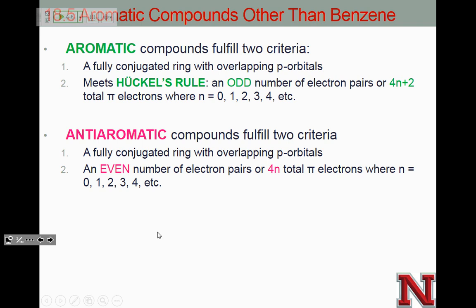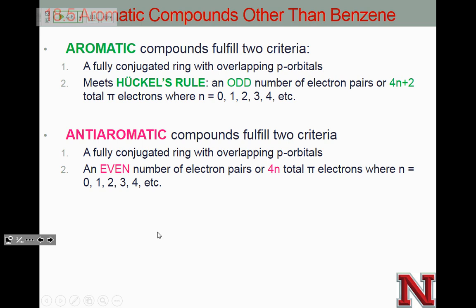So aromatic compounds fulfill two to three main criteria. We have to have a fully conjugated ring with overlapping p orbitals completely around the full ring, so it has to be conjugated, otherwise the p orbitals won't overlap. And it meets Huckel's rule, which is an odd number of electron pairs, or 4n plus 2 pi total electrons in the overlapping pi system.